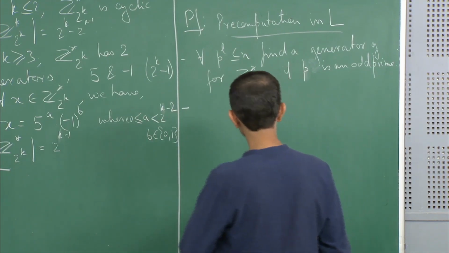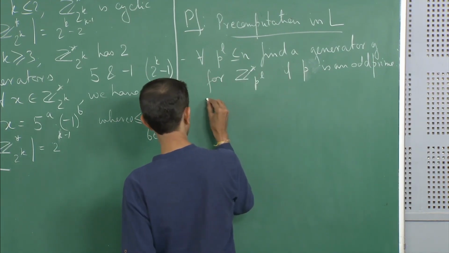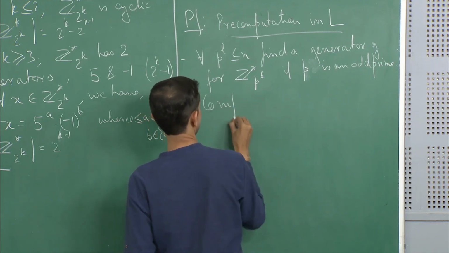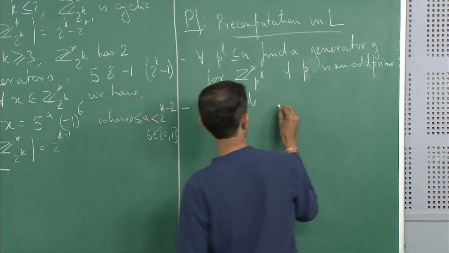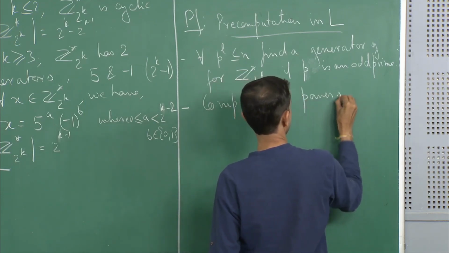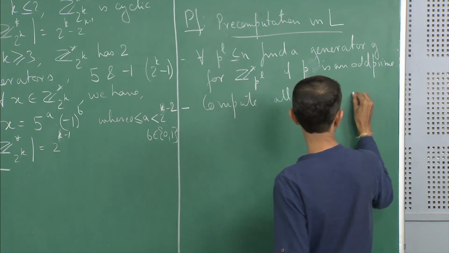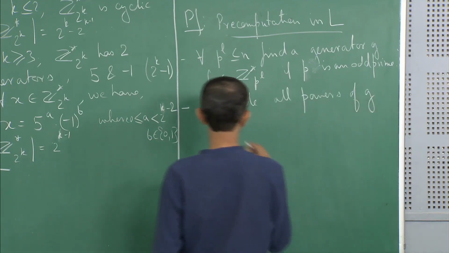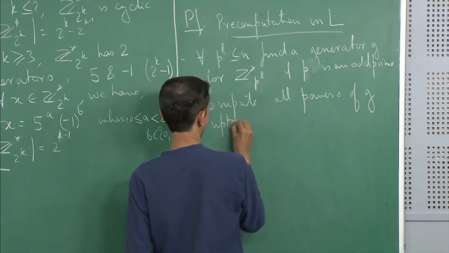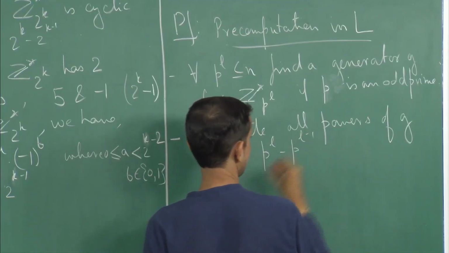Next, given we have this, we will compute two things. First we will compute all powers of G up to p to the power l minus 1.